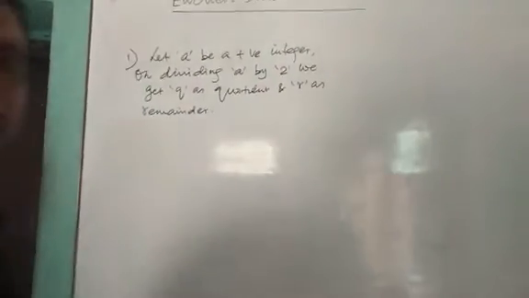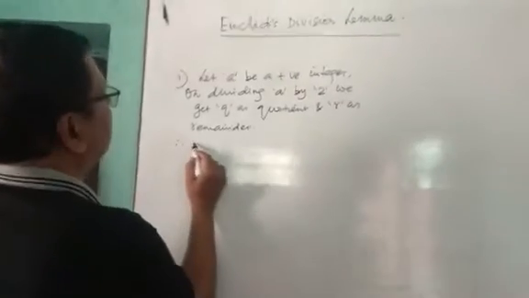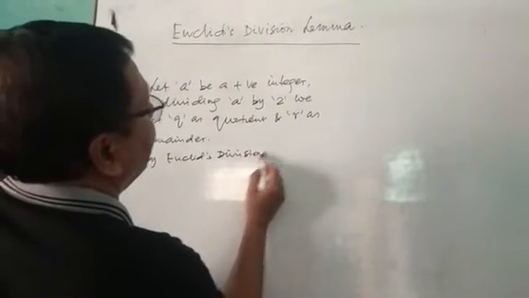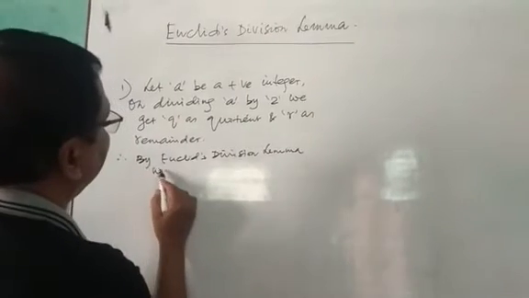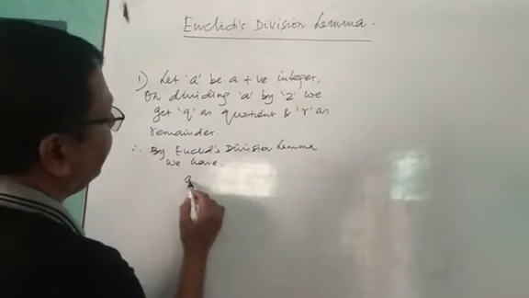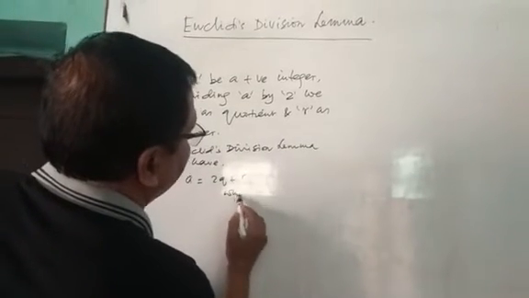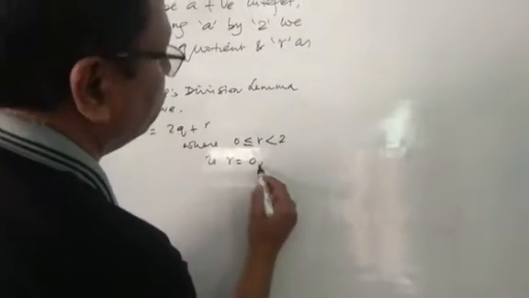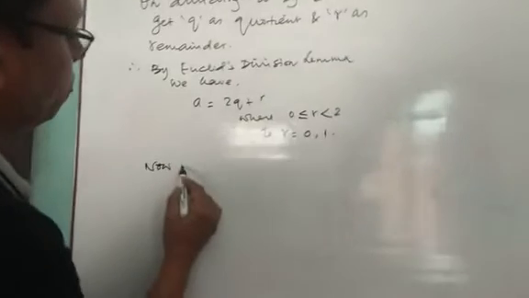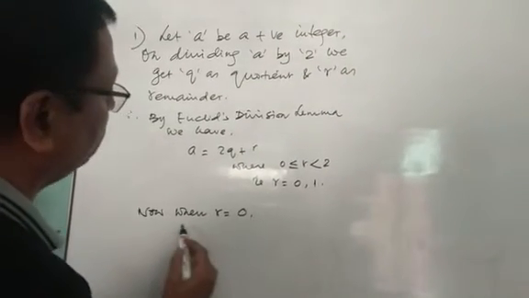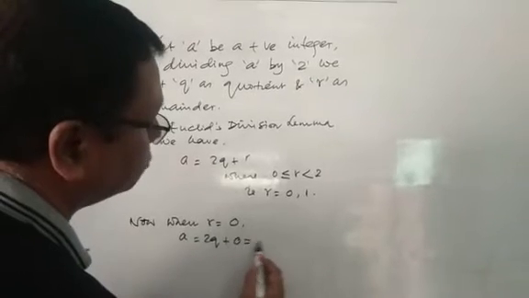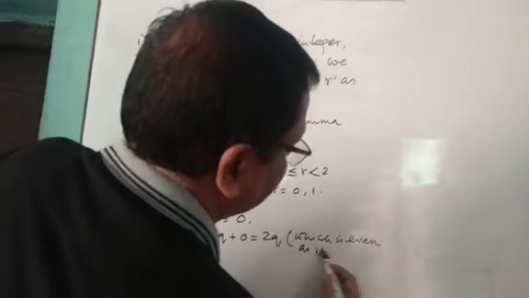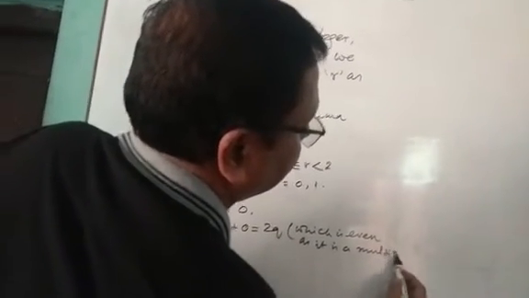Remember, this question is an application of Euclid's division lemma. Therefore, by Euclid's division lemma, we have a equals 2q plus r, where 0 is smaller than or equal to r, smaller than 2, that is r equals 0, 1. Now when r equals 0, a equals 2q plus 0, that is 2q, which is even as it is a multiple of 2.